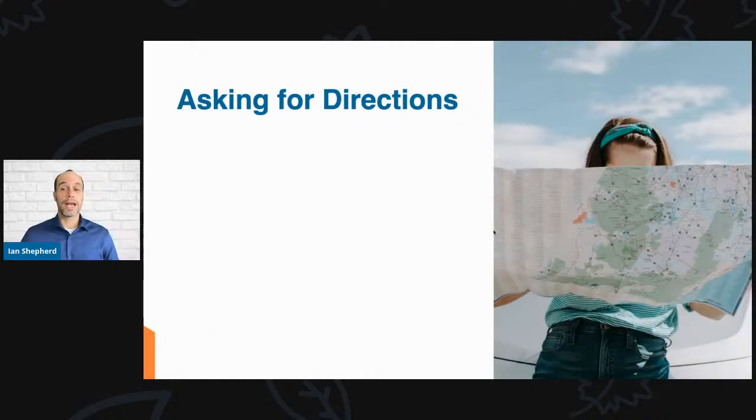So, when we're asking for directions, there's a few things we can say when we need directions from somebody. So what would you say? So in your situation, you don't know where something is. How can you ask somebody for those directions? I'll take a sip of tea while I wait.